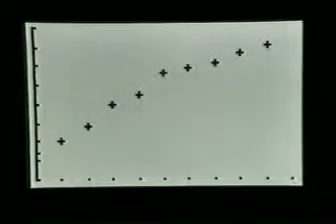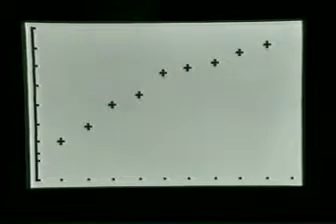Let's take a look at another example of a set of data that could be modeled by a cubic equation. And this is data on American life expectancy. Let's go back to the graphing calculator. And here is the life expectancy data.